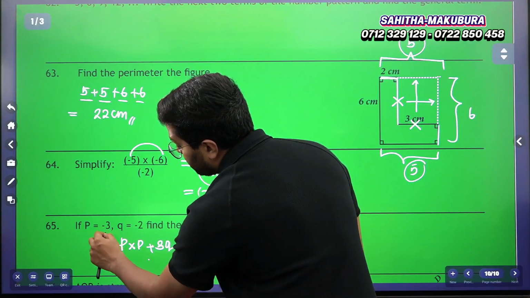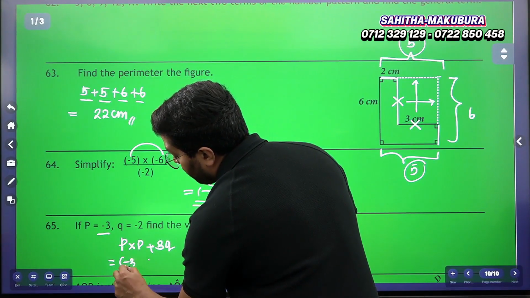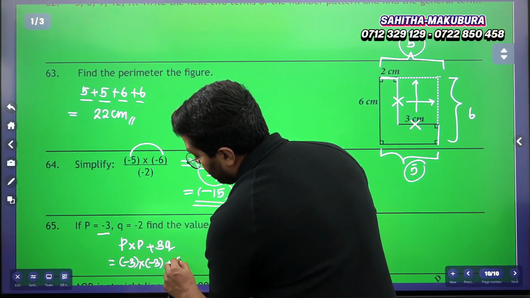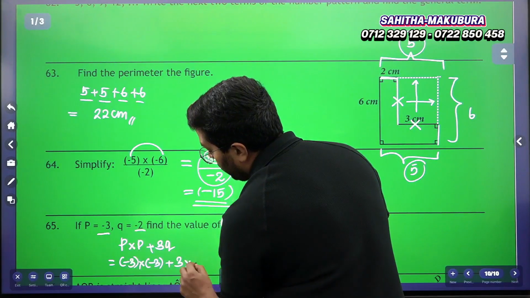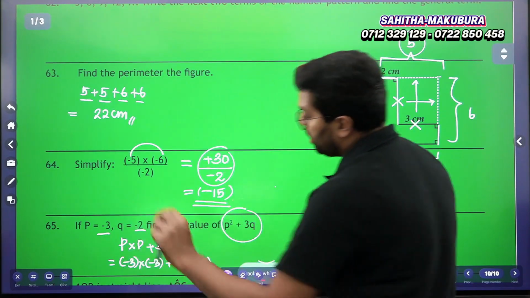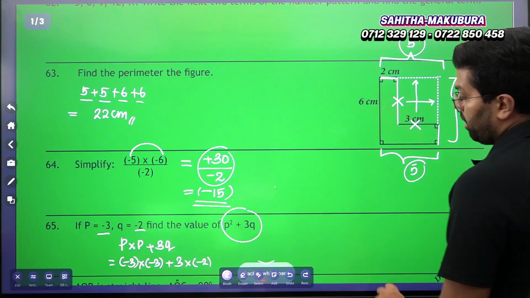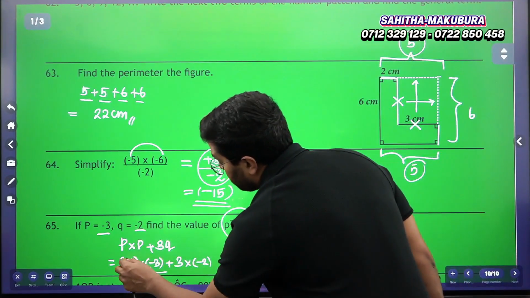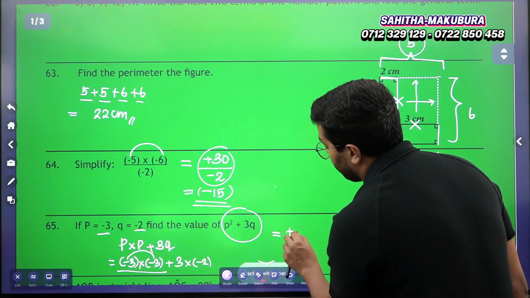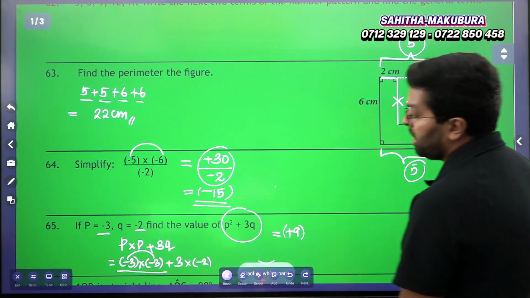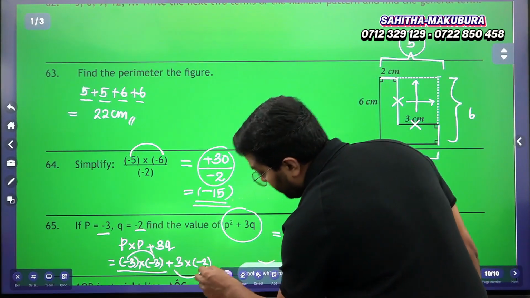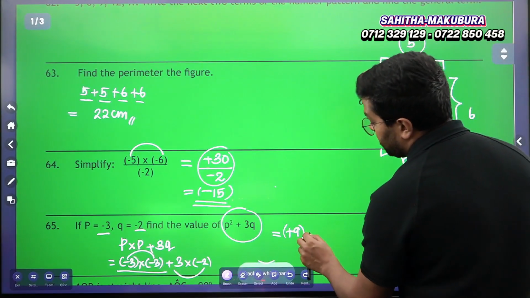Now P is equal to minus 3. So minus 3 times minus 3 plus 3 times Q, and Q is minus 2. Let's try to get the answer. Minus 3 times minus 3 is positive 9. Positive 3 times minus 2 is negative 6.